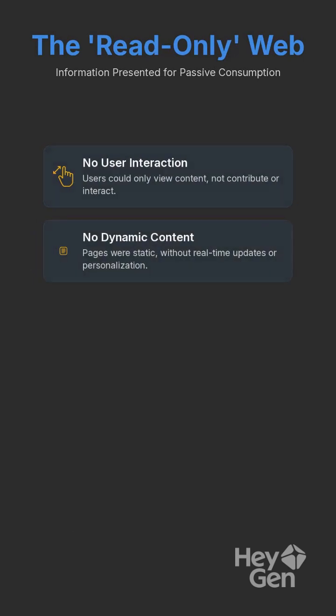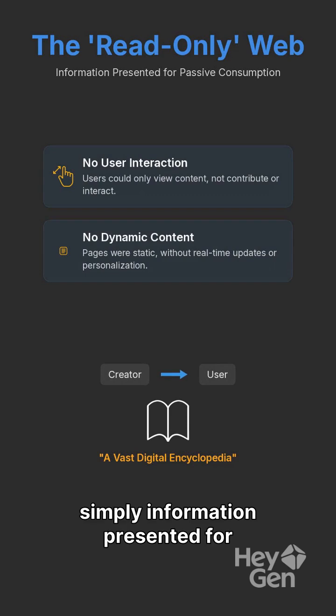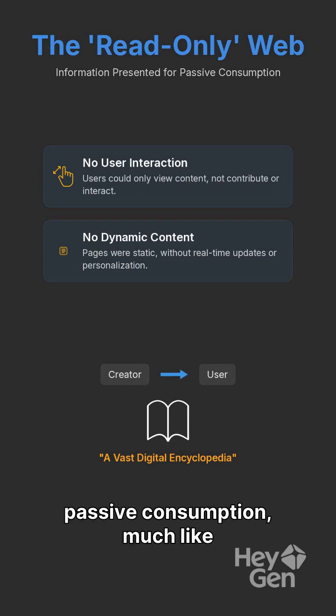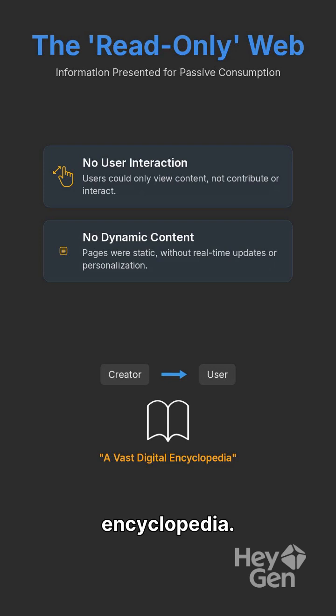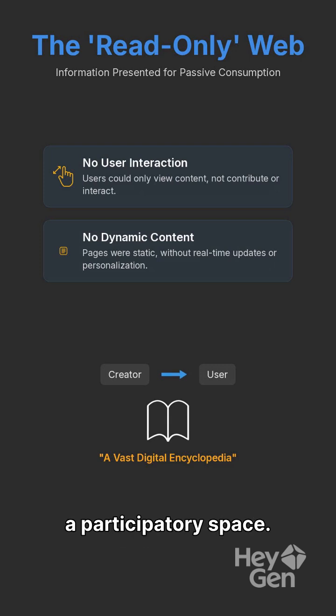There was no provision for user interaction, no dynamic content generation on the fly, and everything was simply information presented for passive consumption, much like flipping through the pages of a vast digital encyclopedia. While it was incredibly powerful in extending the reach of knowledge to anyone with an internet connection, it lacked the engagement that would later transform the web into a participatory space.